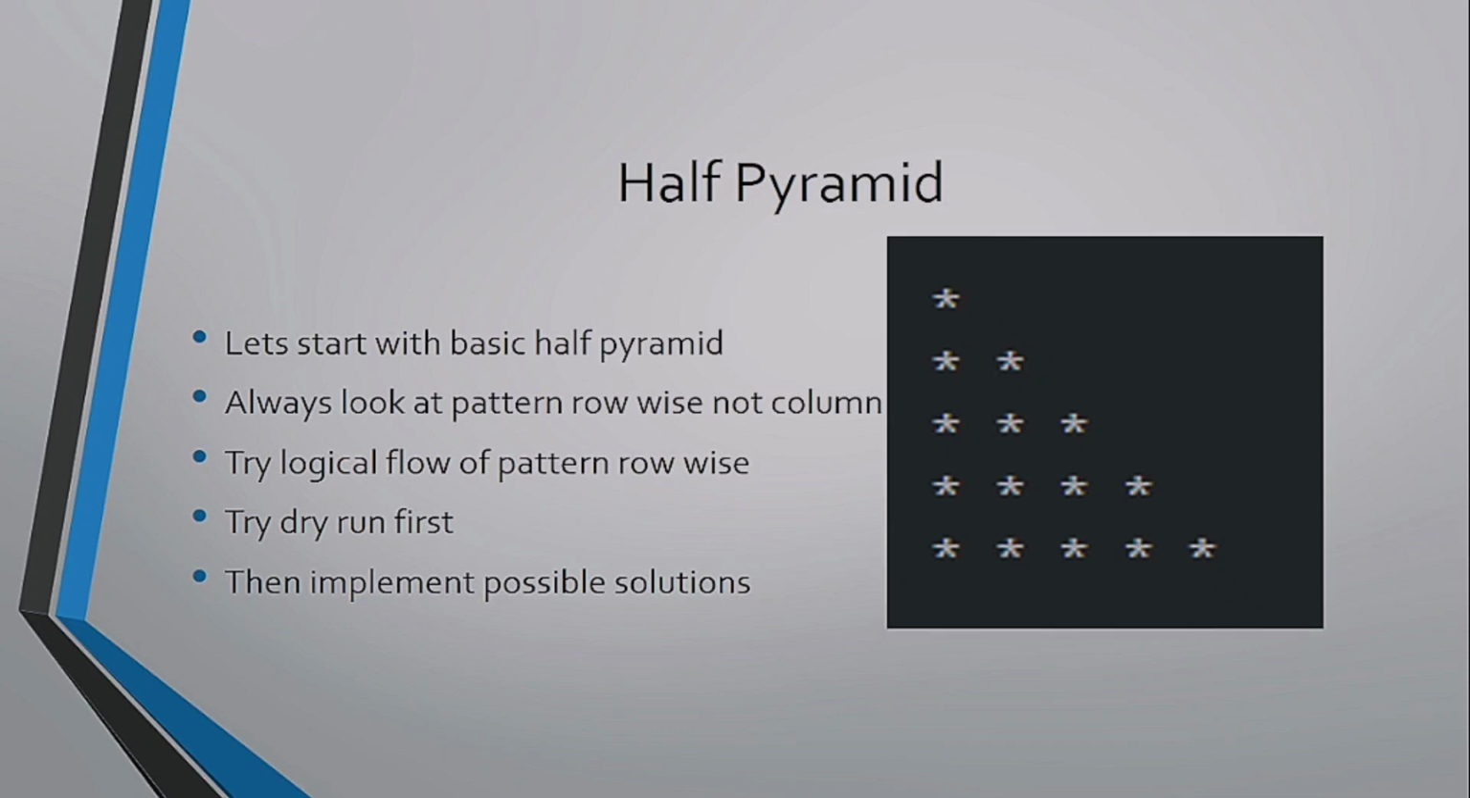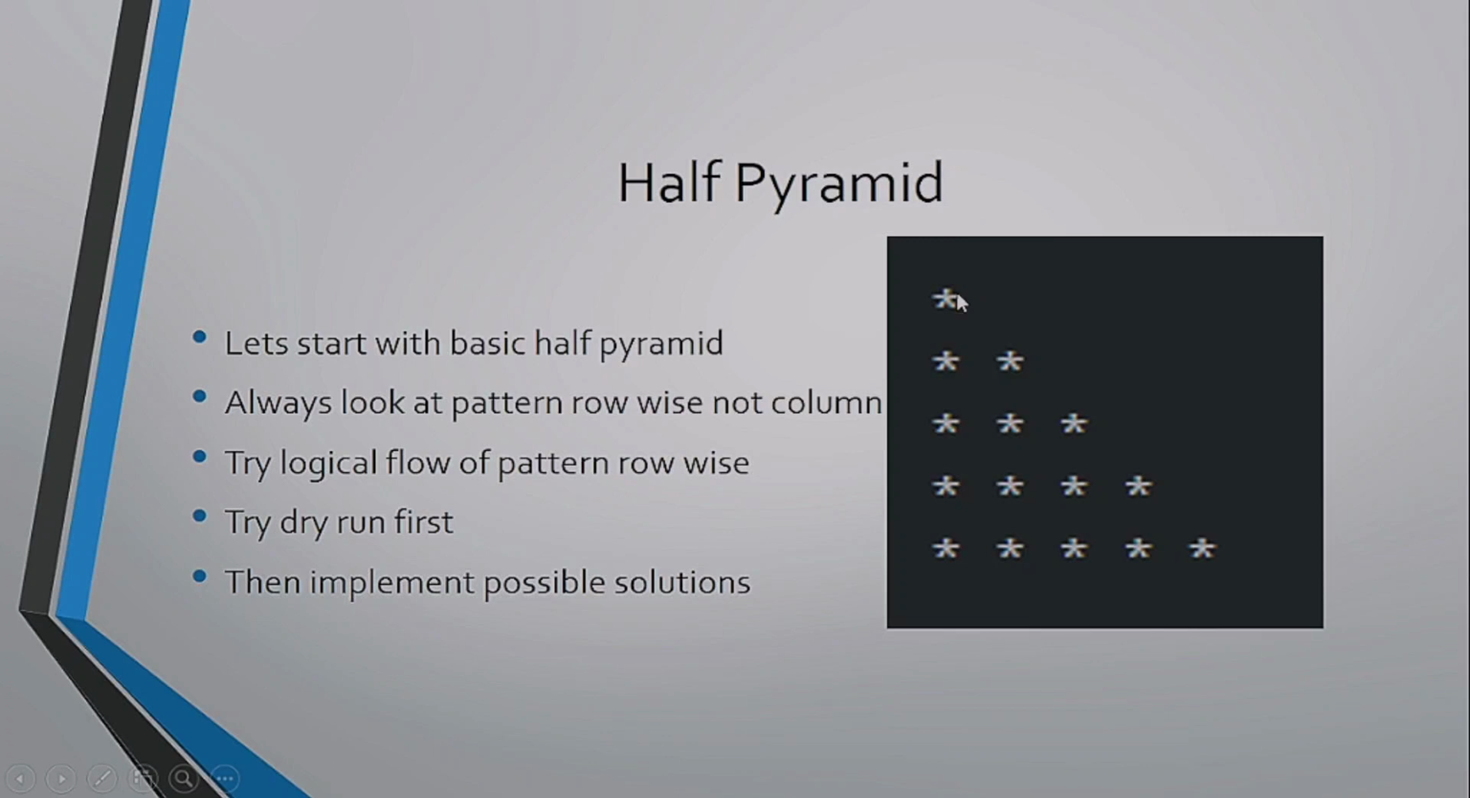One thing that helped me in understanding patterns was looking at them row-wise, not column-wise. For example, if I tell you to look at this pattern column-wise, you will say that in the first column I have 5 stars, in the second column I have 4 stars. If you work on it for 3 hours and still imagine it as columns, maybe you will find a program by luck, but it is not going to work always. So you have to imagine it row-wise.